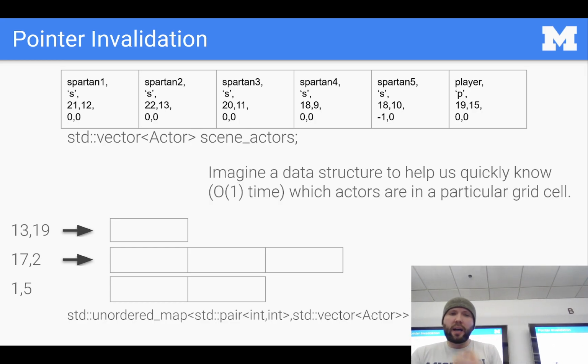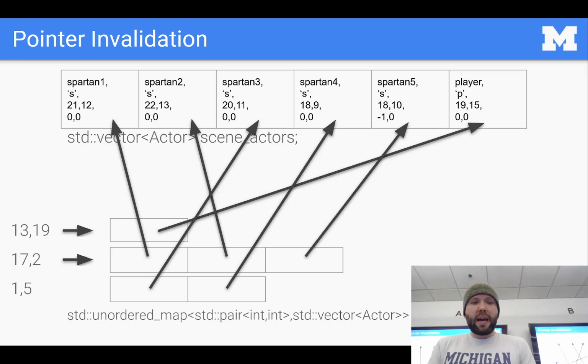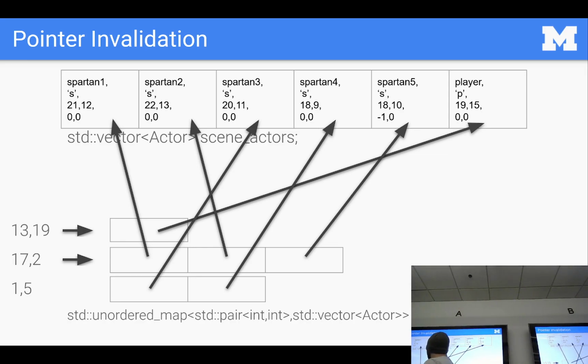You can imagine a data structure that helps us quickly know, in constant time, which actors are in a particular grid cell. If you have something like this, that could be pretty nice. For instance, if you want to know whether my player is in, or about to jump into, 17.2, is there anything blocking in 17.2? Well, you can just quickly look and say, oh, yes, there is something blocking in 17.2. That could be really nice for you.